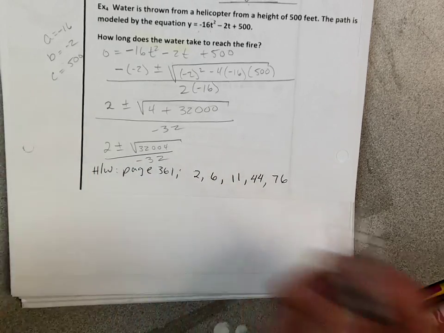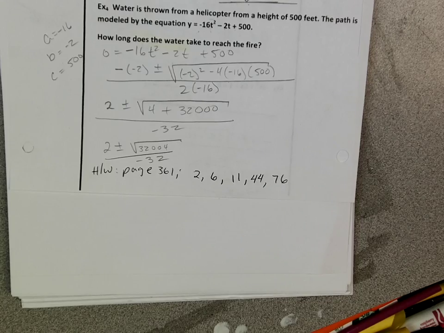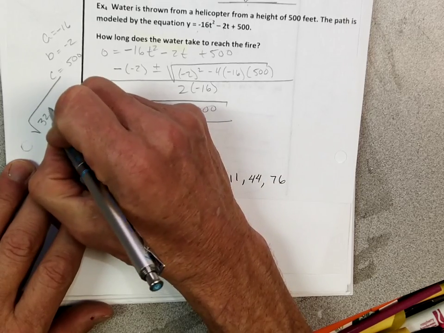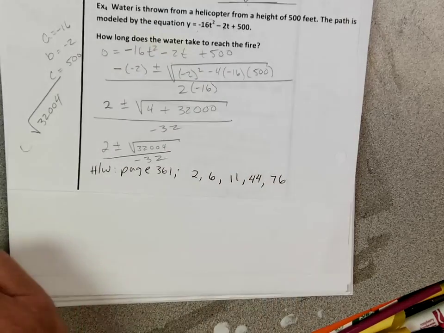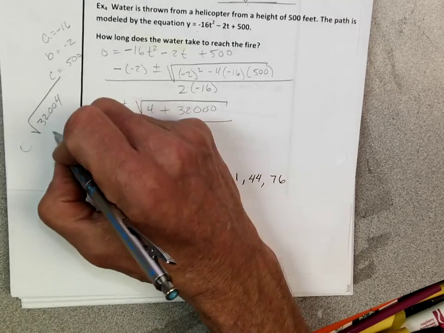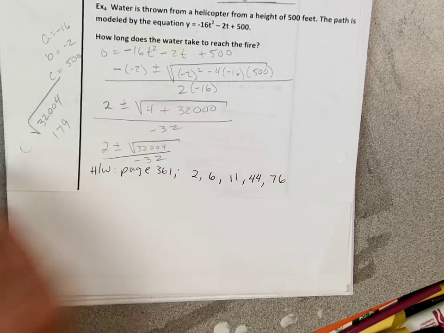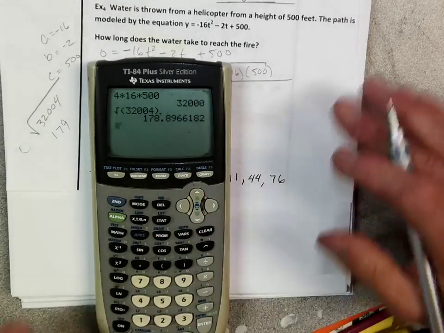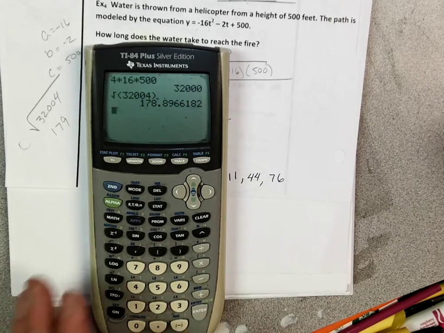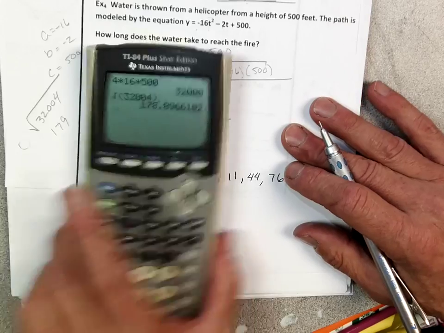Now, this is the time I need to use my calculator because I need an answer. This is not a very good answer. So I'm going to use my calculator. What is the square root of 32,004? Let's check it out. I get an answer about 179. Close. We're going to say 179. So I'm going to round it for practical purposes. You guys okay with that?